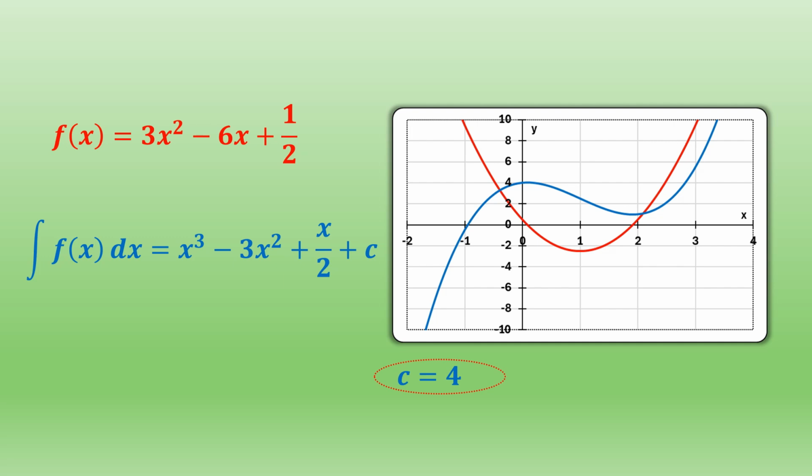The curve will be a bit higher. If the constant is equal to 10, the solution will be positioned even higher. And if the constant is equal to minus 5, then the solution will be positioned lower. This constant simply moves the solution along the vertical axis.